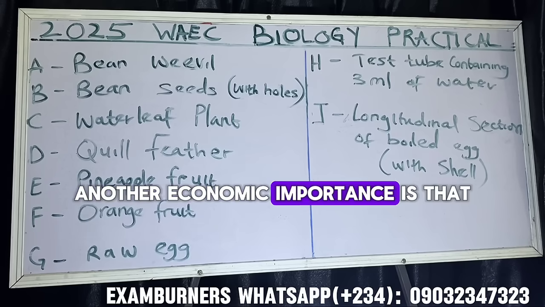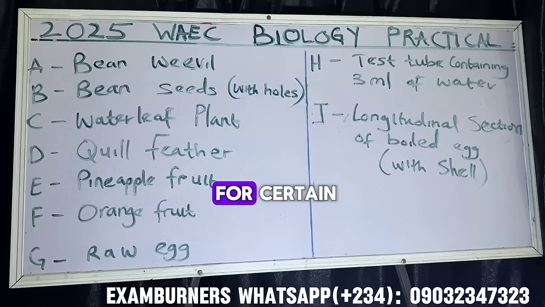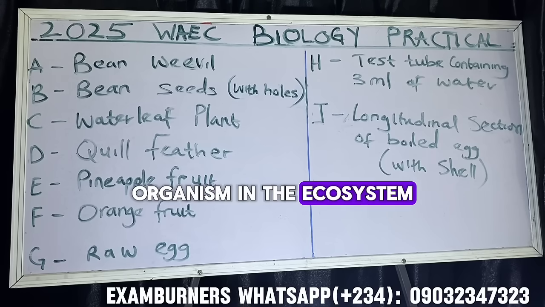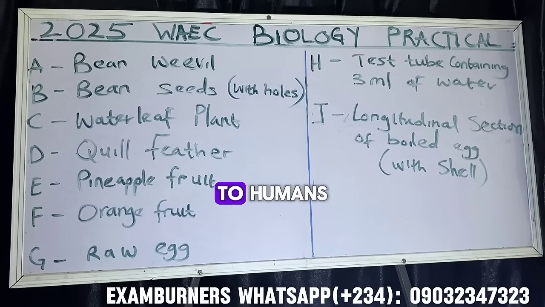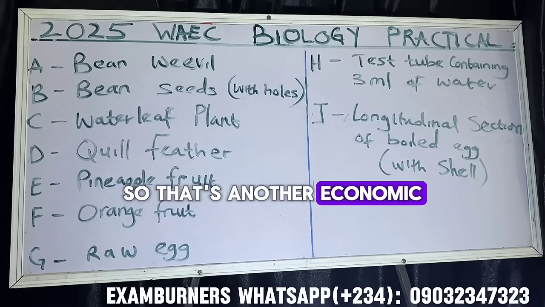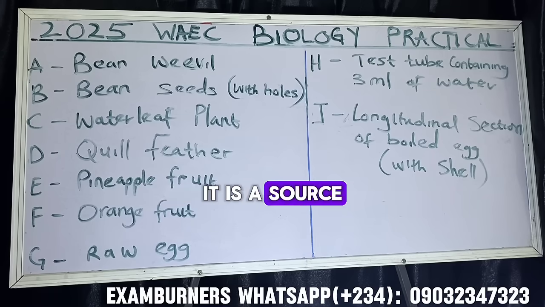Another economic importance is that it serves as food for certain organisms in the ecosystem. So we as human beings, these bean seeds are beneficial for us. It's a source of food to humans. So that's another economic importance of specimen A. It is a source of food to humans.